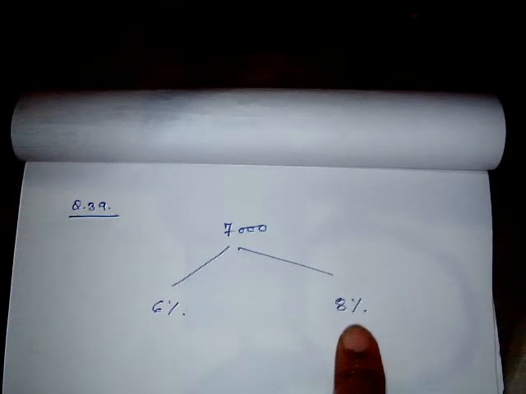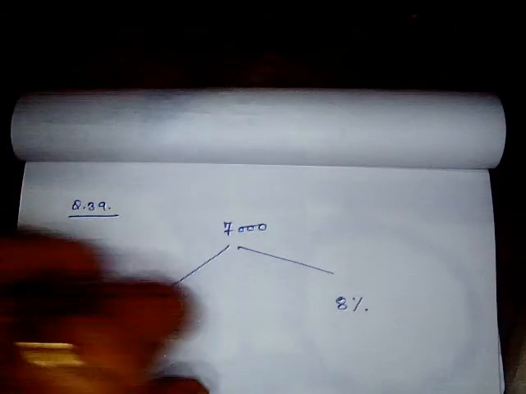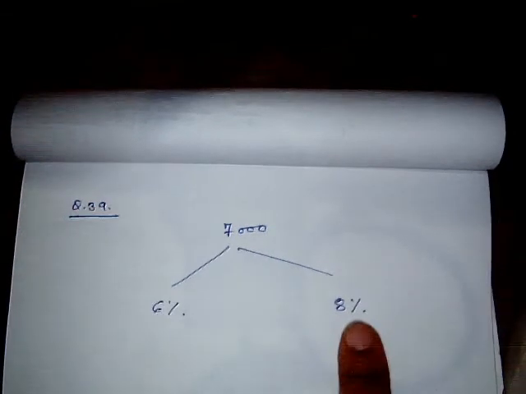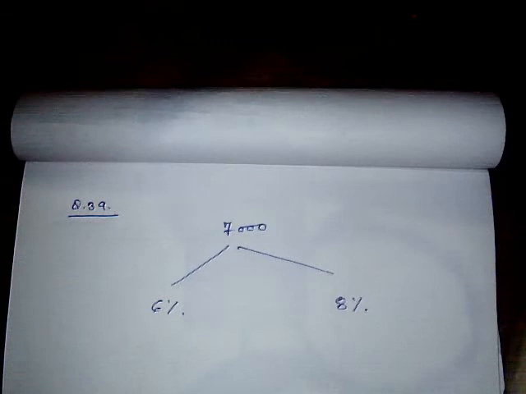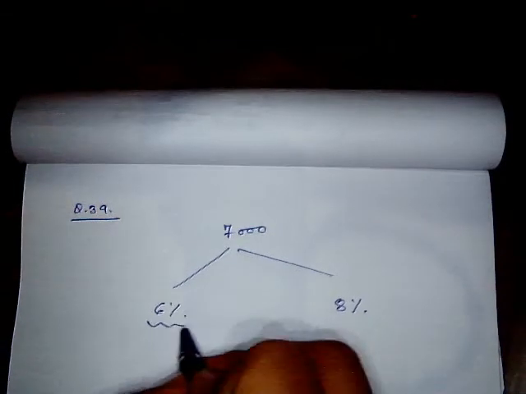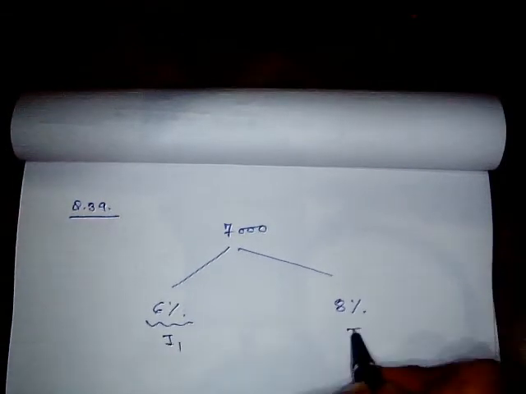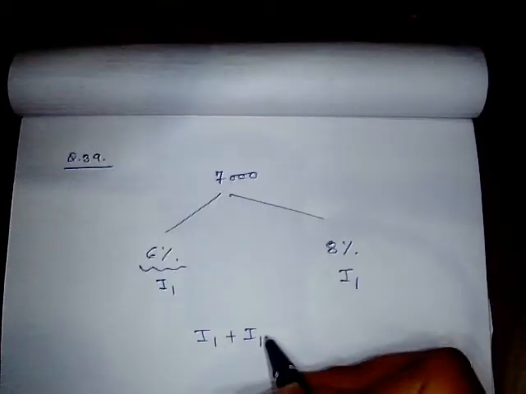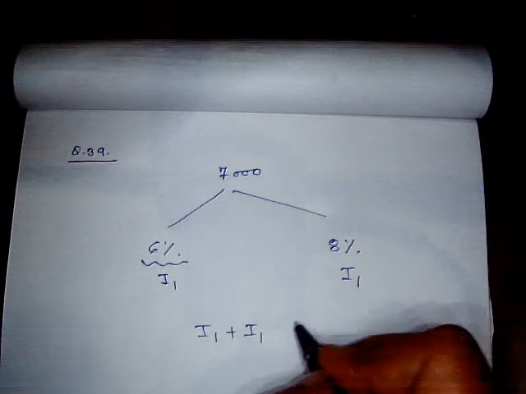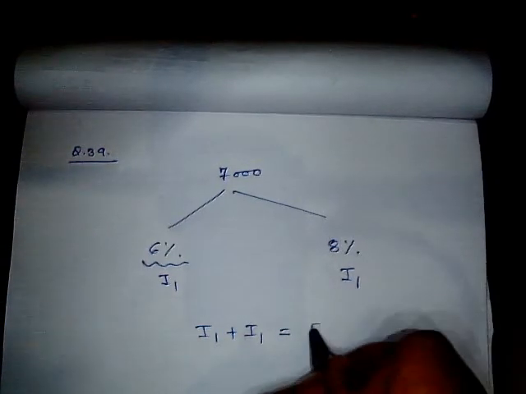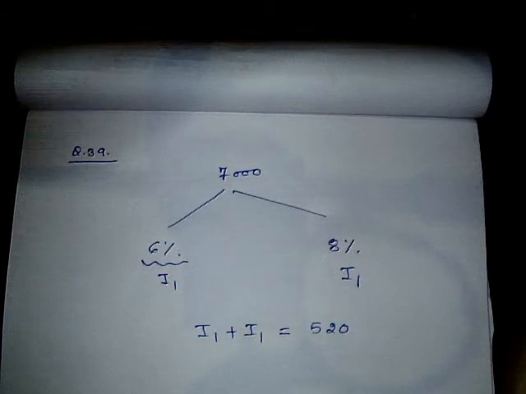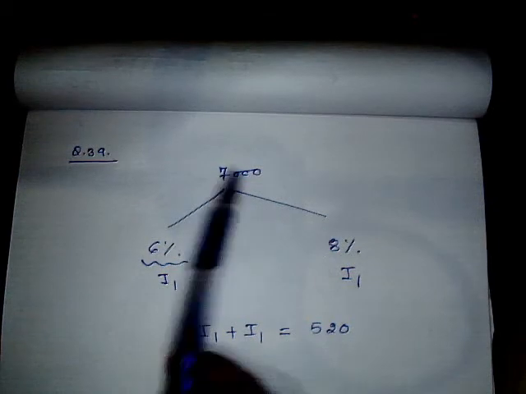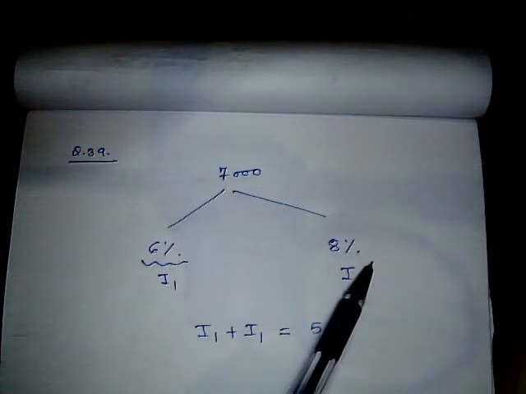The total interest earned from this part and from this part, if you add them, the total income for the year, the interest amount which is paid to you, is $520. So the problem in this question is what part I am going to invest in this and what part I am going to invest in that. That is the main problem here.